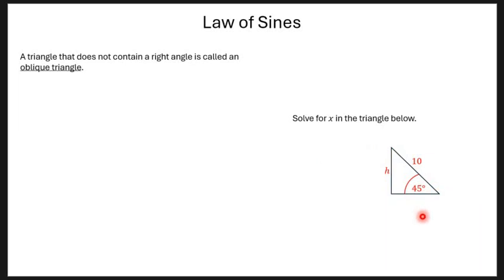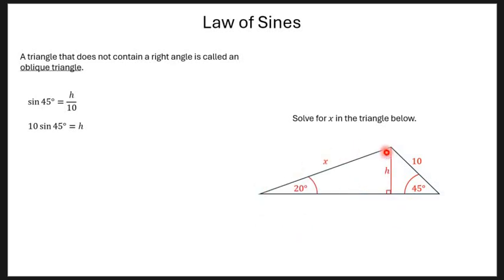The relationship I'm looking at here is the sine, because the sine of 45 degrees would be the ratio of its opposite side h to the hypotenuse 10. So I have that the sine of 45 degrees is h over 10, opposite over hypotenuse. If I want to solve this for h, I can multiply both sides of the equation by 10 to get 10 times the sine of 45 is equal to h. So there I have the value of the height. I know how tall this triangle is.